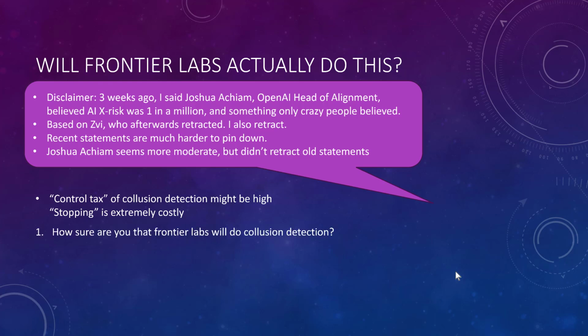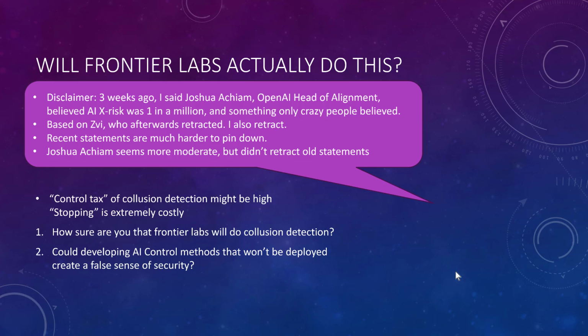It's a possibility that they will just not do any kind of collusion detection. If we end up with the expectation that the frontier labs actually will not do collusion detection, then the question is, does it make a lot of sense to work on collusion detection systems if we know they will not be deployed? They could create a false sense of security in some sense. Do you think this is a possibility?